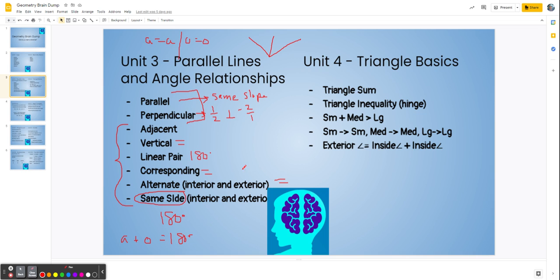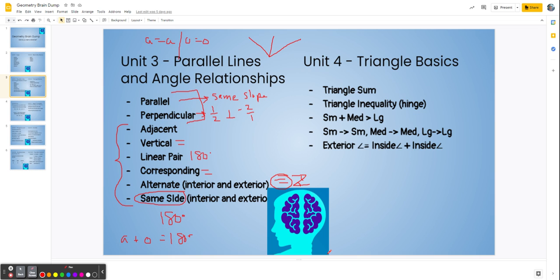Alternate is the Z. So the alternate is when you can make a Z with the parallel lines and they're congruent. Absolutely. It's a lot of information. You've learned so much this year.